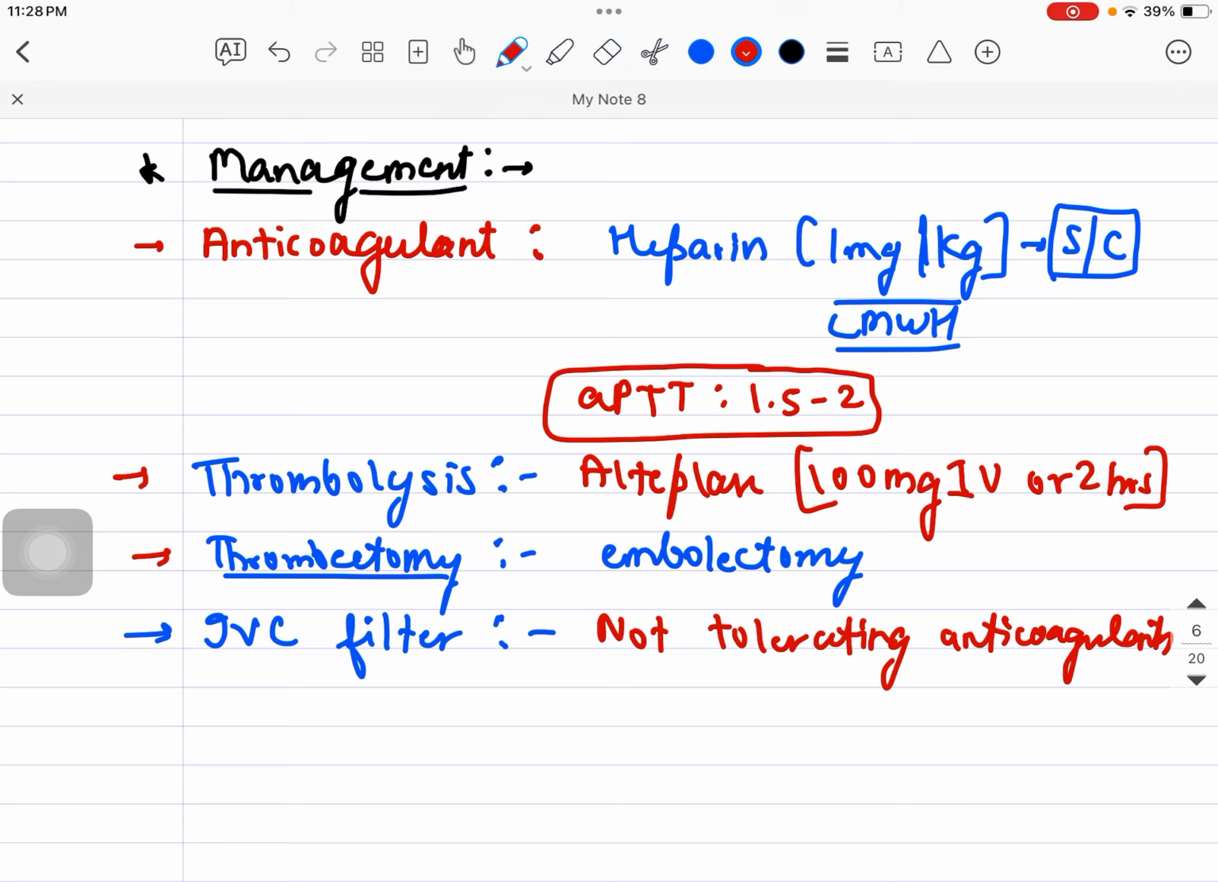And obviously with the help of an interventional radiologist, we shall go for the interventions. For example, you shall go for the endovascular procedures for the embolectomy, right? So those kinds of things might be tried as well. So management is very, very important.